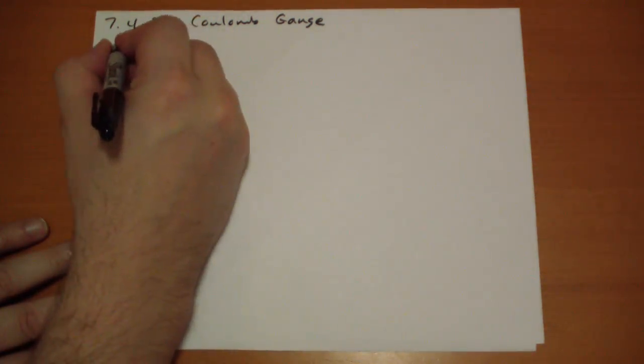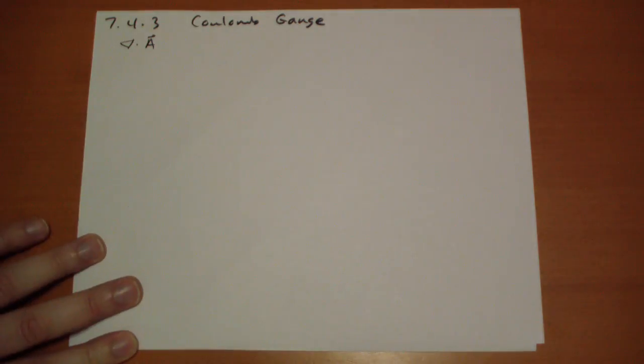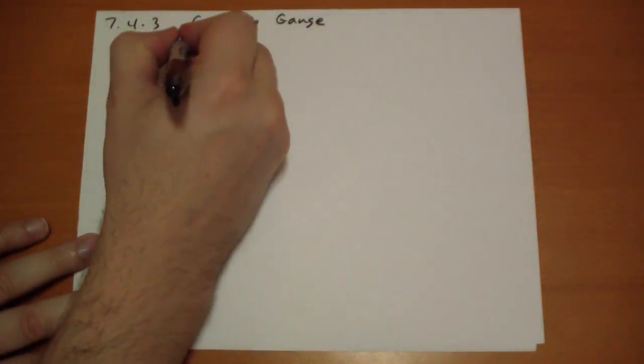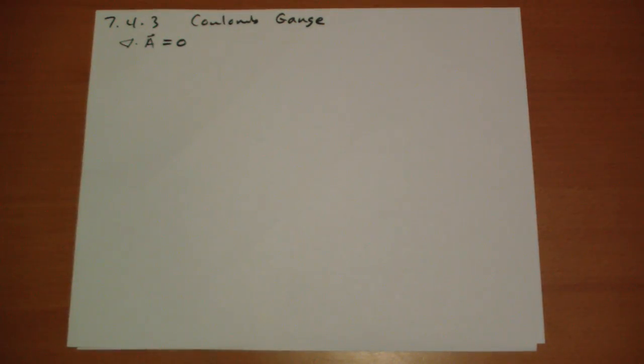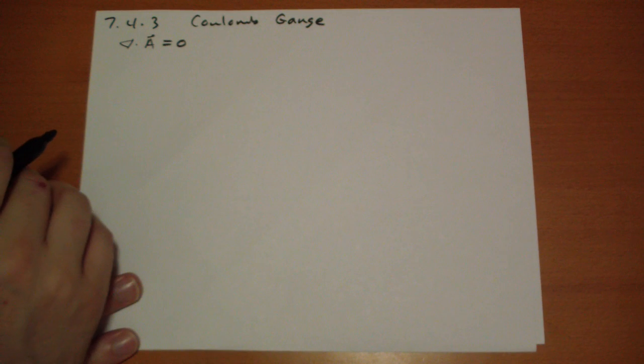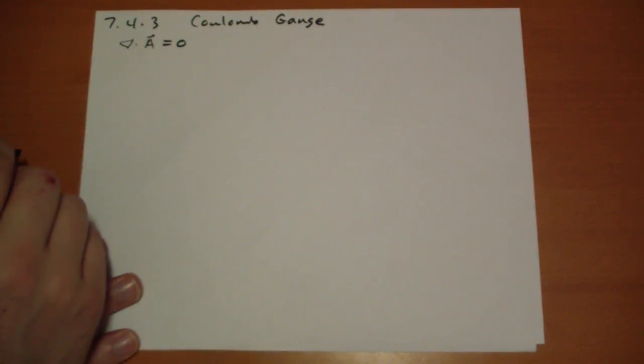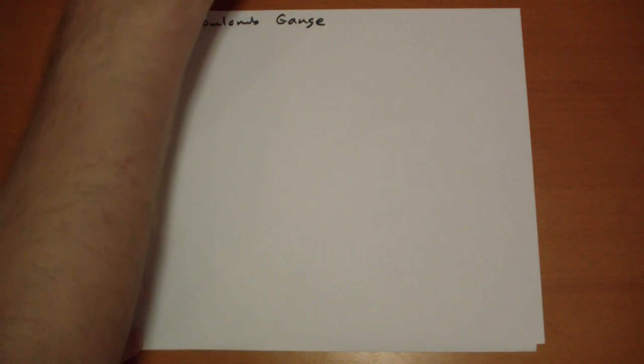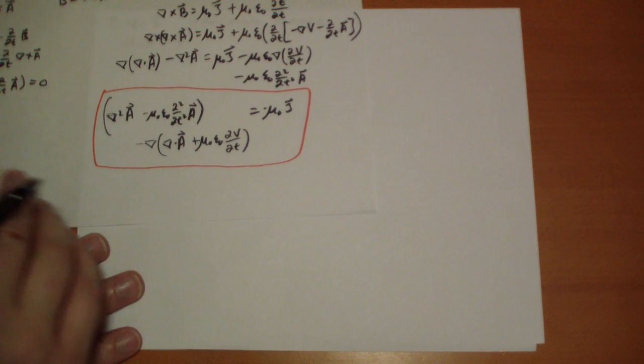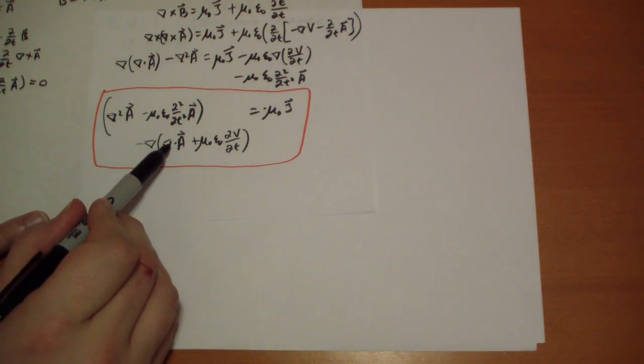Section 743 covers the Coulomb gauge and the Lorentz gauge. The Coulomb gauge is kind of your first guess of what would be a good gauge to use. Since we had a lot of success with a divergenceless A vector field, we can just pick that for the Coulomb gauge: the divergence of A is equal to zero. And so when we plug this into this monster equation that we had before, this term becomes zero.